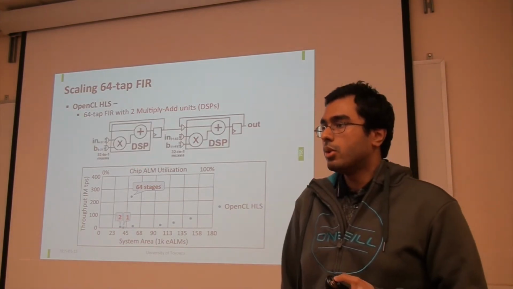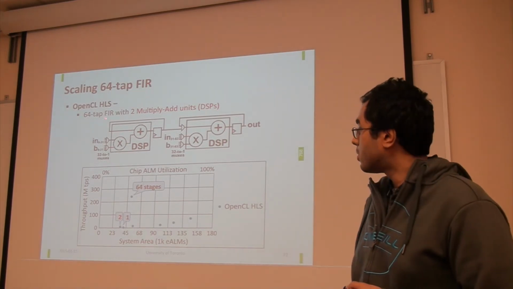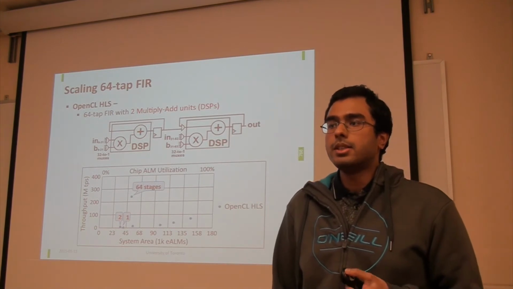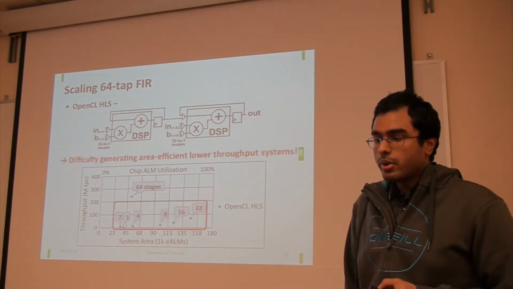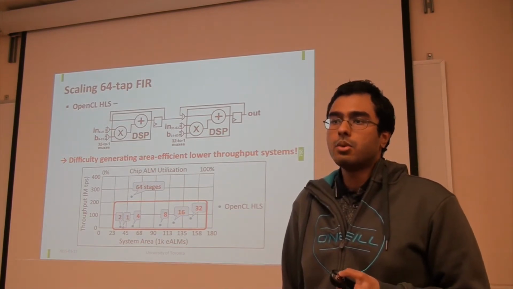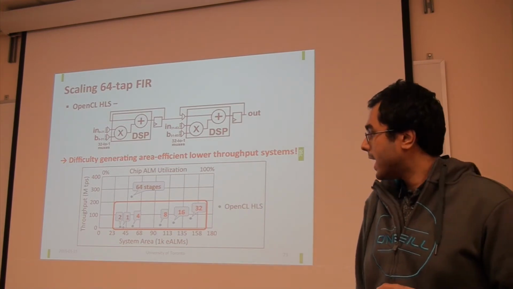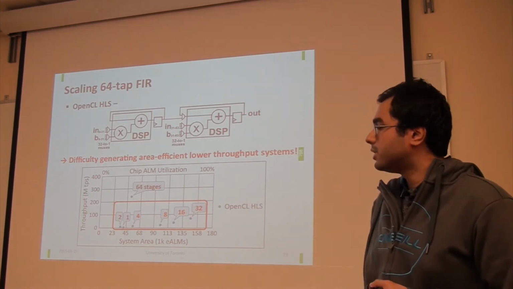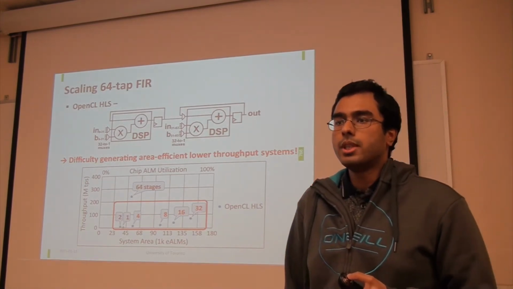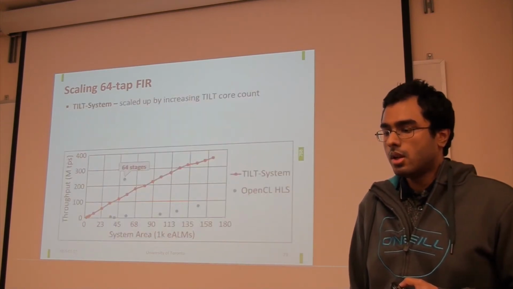With 2 compute units, we require smaller muxes at the inputs, but you have 2 sets of them, and there is additional muxing required to forward the output of one compute unit to another. The throughput is slightly better, but is still insufficient. Between 4 and 32 stages, the muxing overhead increases with the number of compute units, resulting in an overall growth in area, with the design consuming 86% of the chip's ALMs at 32 stages. We conclude that OpenCL HLS has difficulty producing area-efficient lower throughput systems for spatially pipelined computations.